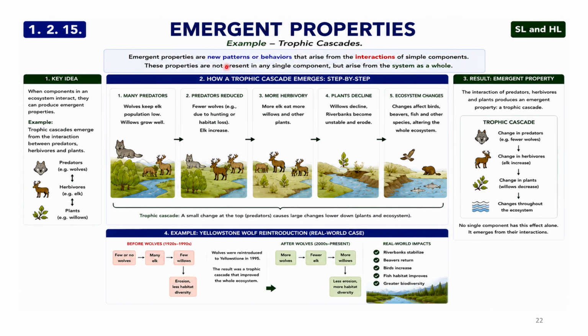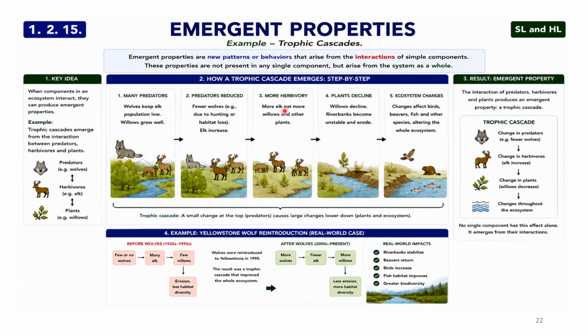Next, let us examine another emergent property through the example of a trophic cascade. Consider a food chain involving wolves, elk, and willow plants. When wolf populations are high, elk numbers remain controlled, allowing willows to grow. If wolves decline due to hunting or habitat loss, elk populations increase and consume more vegetation.